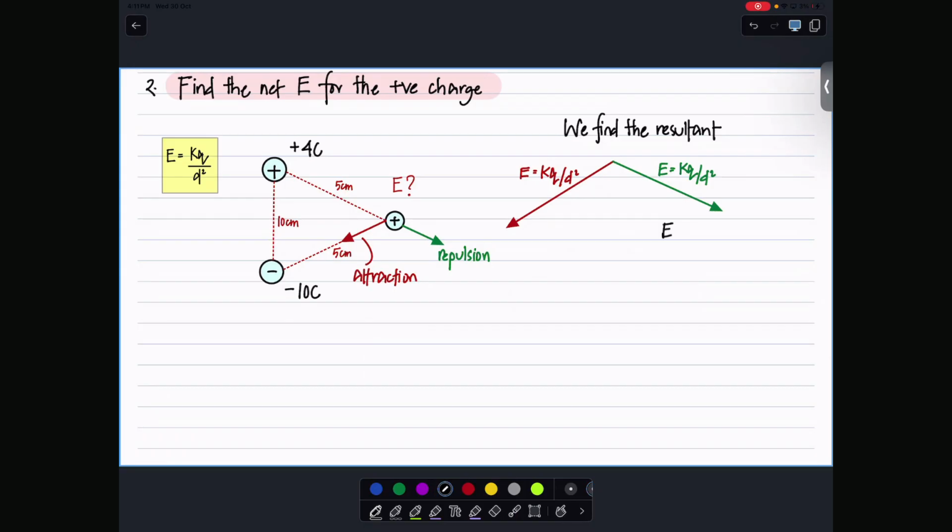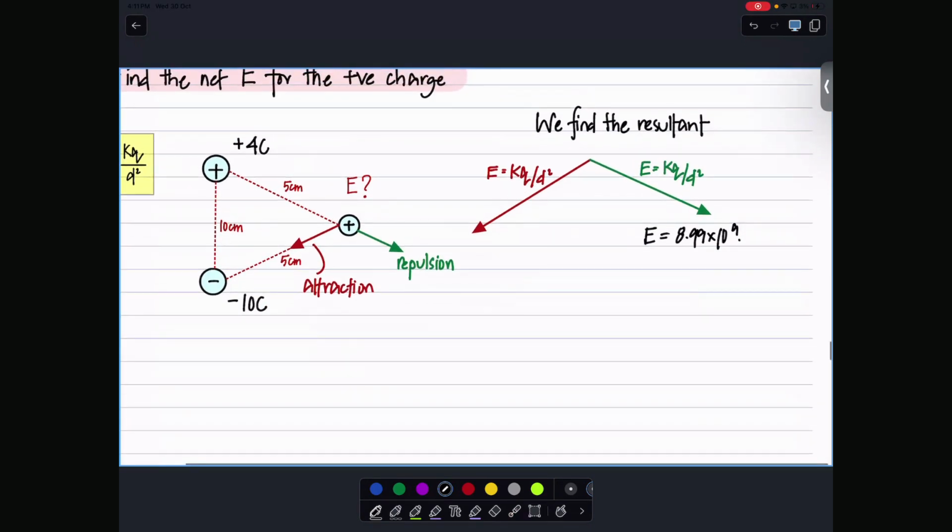So E equals K, which is 8.99 times 10 to the power 9, times Q. Charge is 4, divided by D squared. Distance is 5, so 5 divided by 100 squared. This will give you the electric field strength due to the positive charge here.